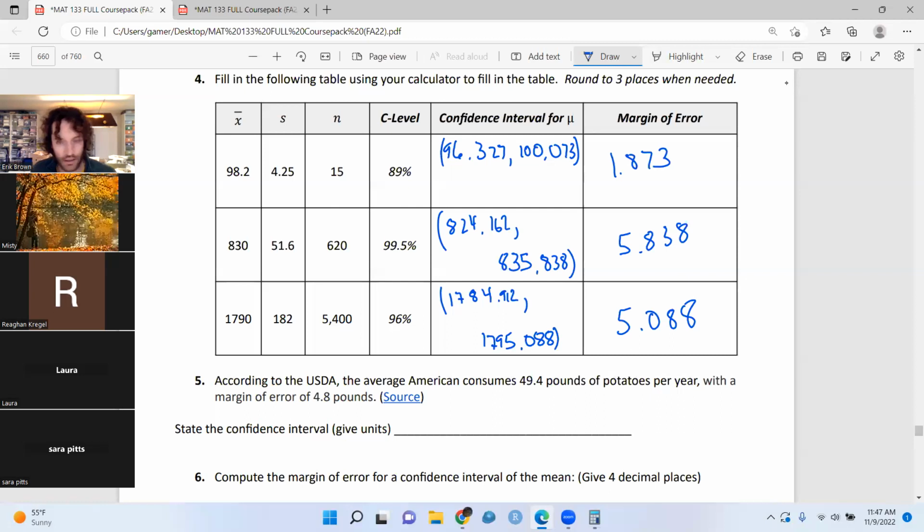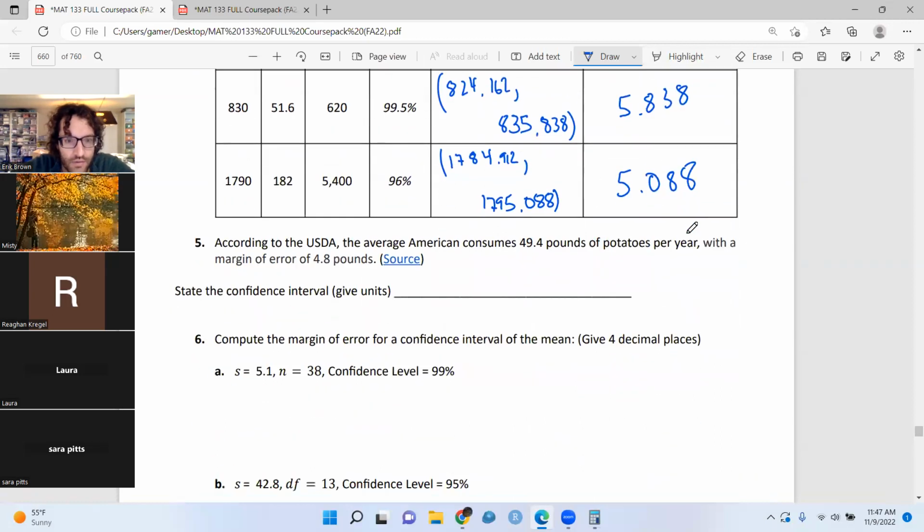This isn't really a type of question. The questions aren't going to look like this, but this is helping us get comfortable with that confidence interval.